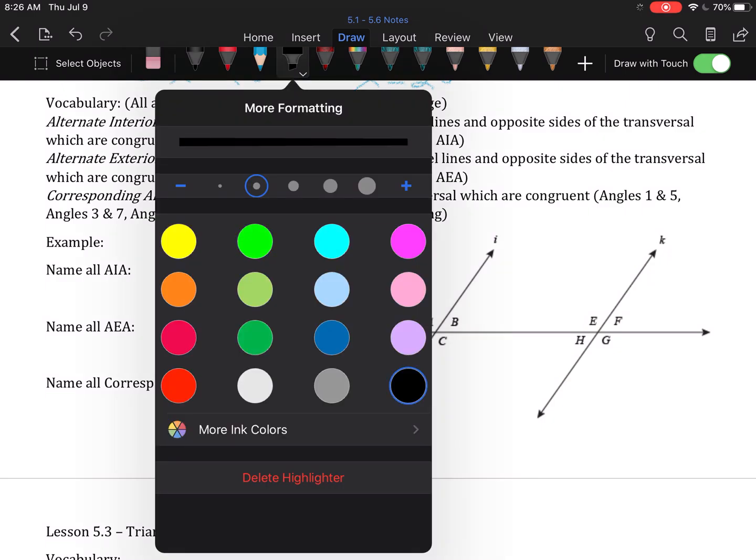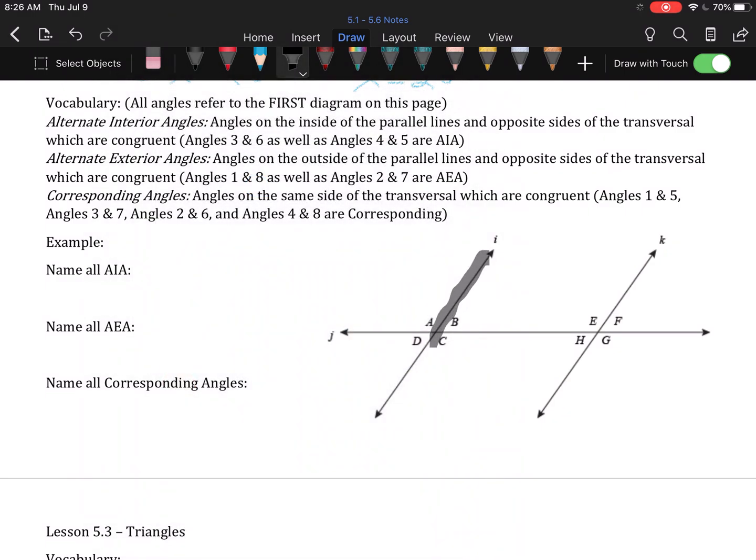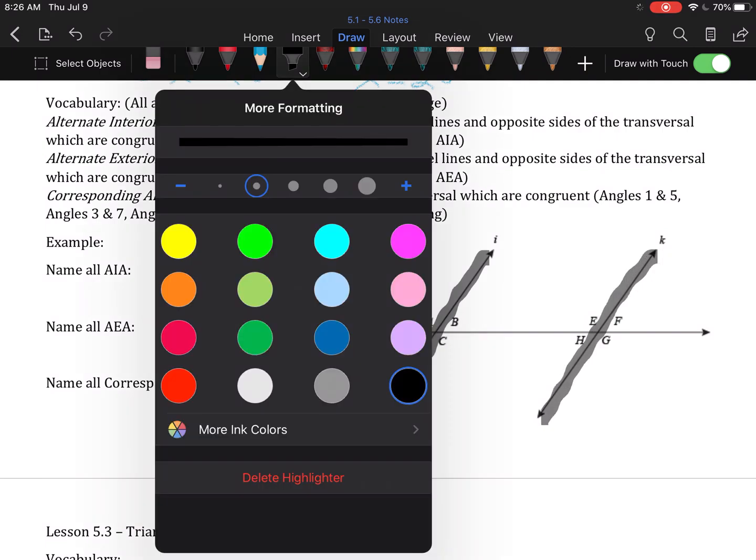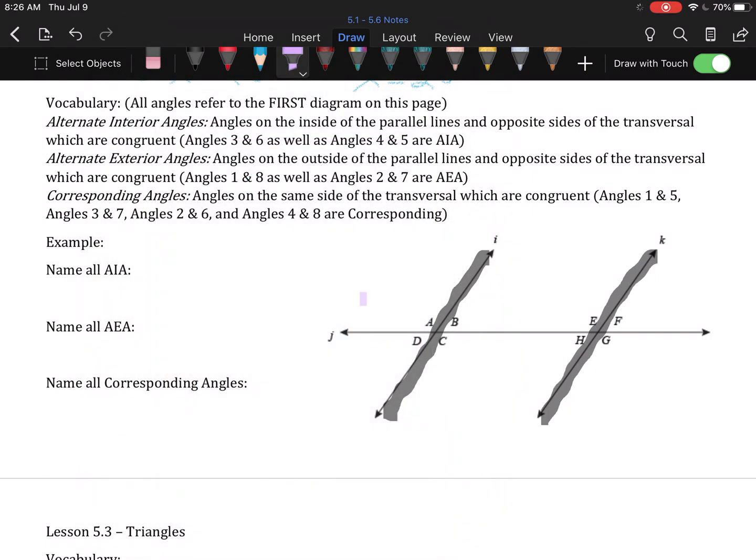So the first thing I'm actually going to do here is I'm going to highlight the parallel lines. So there's my parallel lines. And I'm going to label this is outside, this is outside, this is inside. I think that should make sense.